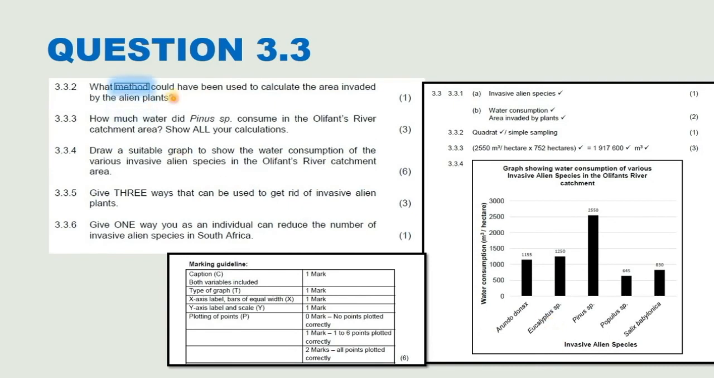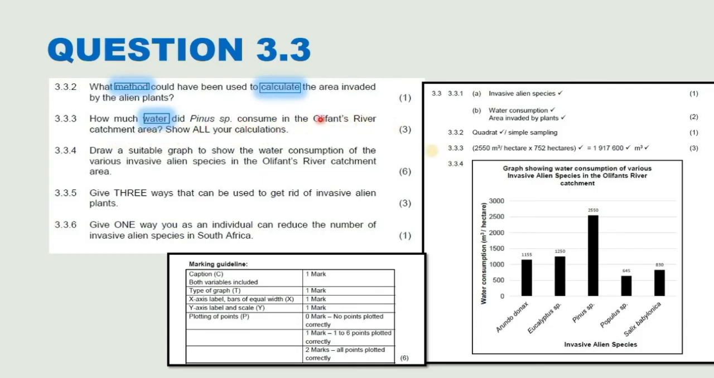Then question 3.3.2. What method could have been used to calculate the area invaded by the alien species? We did this on the previous page. They said the quadrat or simple sampling. Then, how much water did the Pinus species consume in the Oliphant River catchment area?